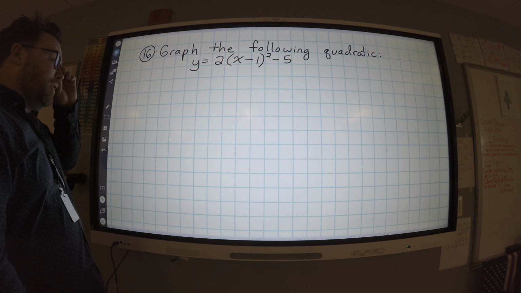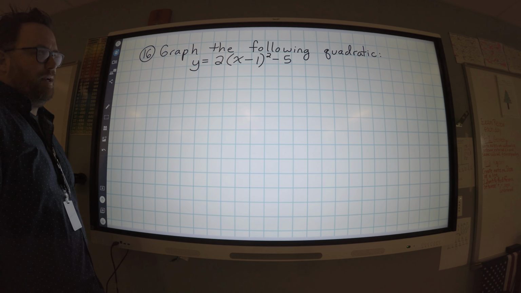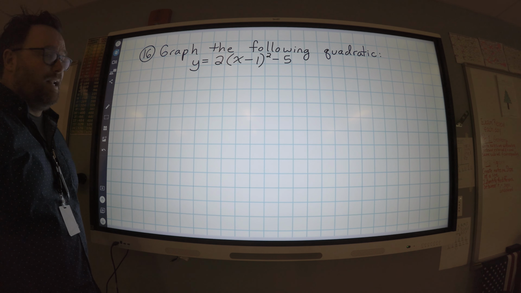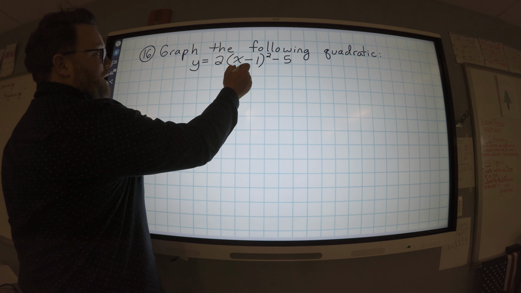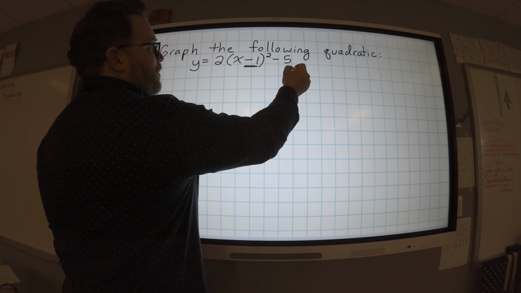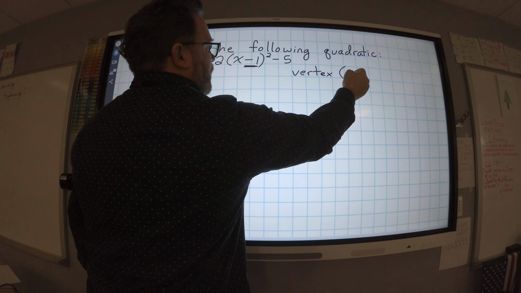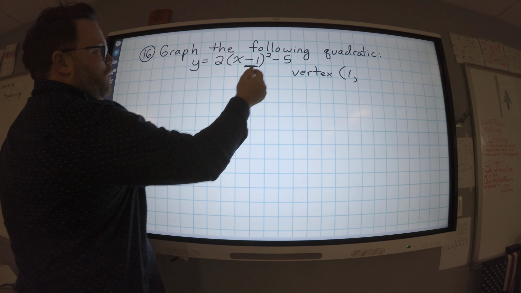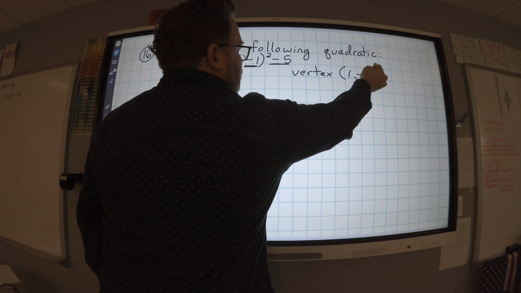All right, in this problem we're going to graph the quadratic y equals 2 times the quantity x minus 1 squared minus 5. Now this is in vertex form. Our vertex, the x-coordinate of our vertex, we're going to take this and change the sign. So the x-coordinate of the vertex is going to be a positive 1. And then the y-coordinate of the vertex is here, that is negative 5.